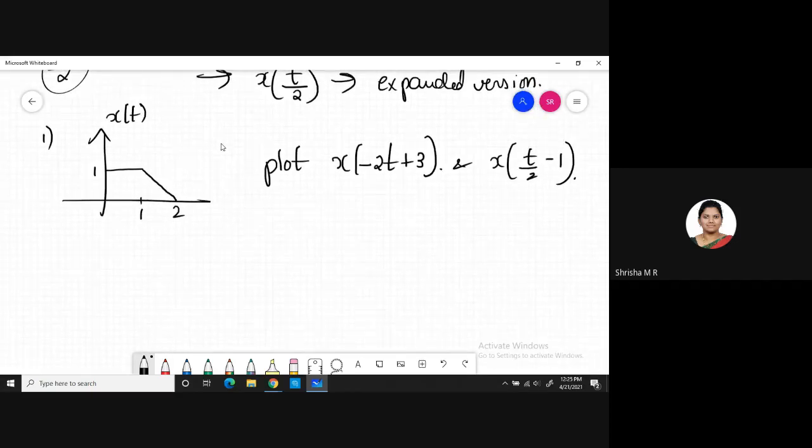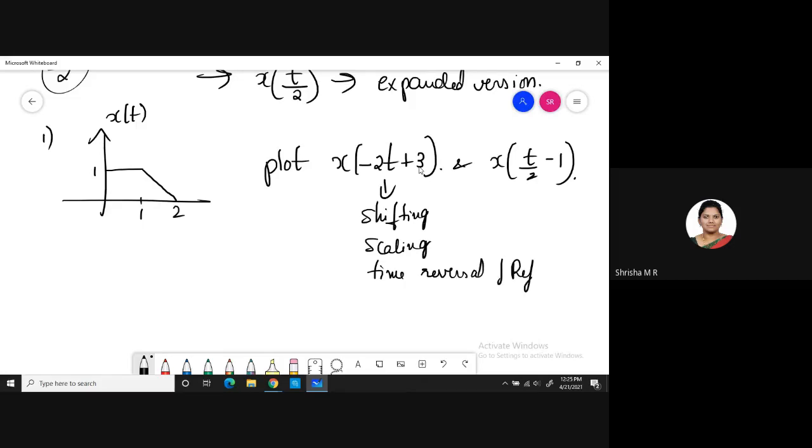So what all are there in this expression? It has more than one operation, right? So what are the operations that need to be performed in this expression? You have shifting, scaling, and time reversal or reflection. Correct? Yes or no? Yes, ma'am. Can you tell again?